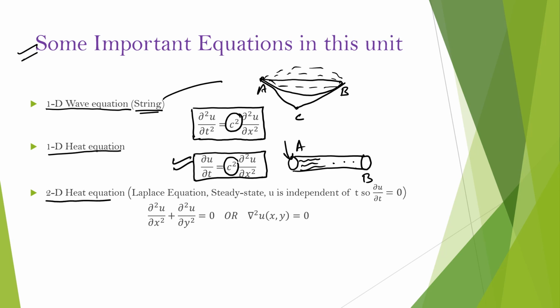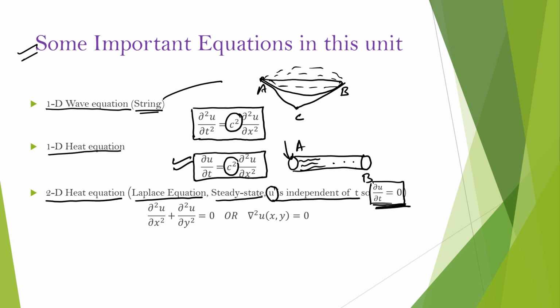Now, the 2D heat equation or Laplace equation, the steady state. If u is independent of time, that means with respect to time there is no change in u, and u is the function representing the temperature, then del u by del t is equal to 0. That means with respect to time there is no change in temperature. That means it is at the steady state.